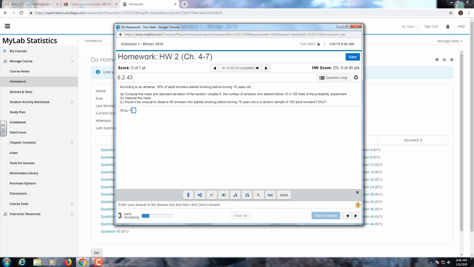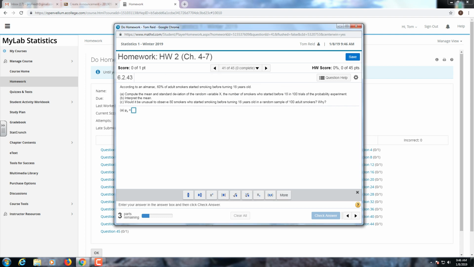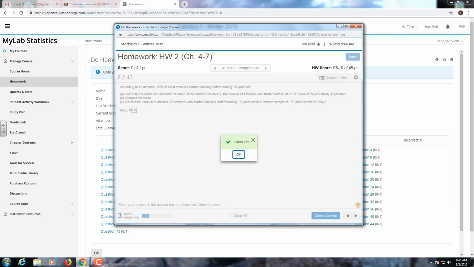So I remember there's something about n times p to find the mean of this. So the n, the number of trials, is 100. The p, the probability, is 60%. I just have to remember to put that as a 0.6. So 0.6 times 100 should give me my expected value, or my mean number. Once I hit enter, it tells me, good job, I got that right. I'll click on OK, and then it brings me up to the standard deviation of variable x.